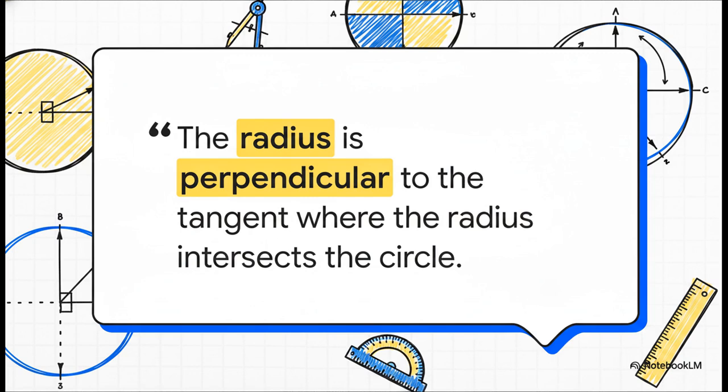And this actually perfectly illustrates exactly what's written in the core mathematics standards. To quote the standard directly, the radius of a circle is perpendicular to the tangent where the radius intersects the circle. This isn't just some random coincidence, guys. It's a guaranteed mathematical relationship that you can always rely on.